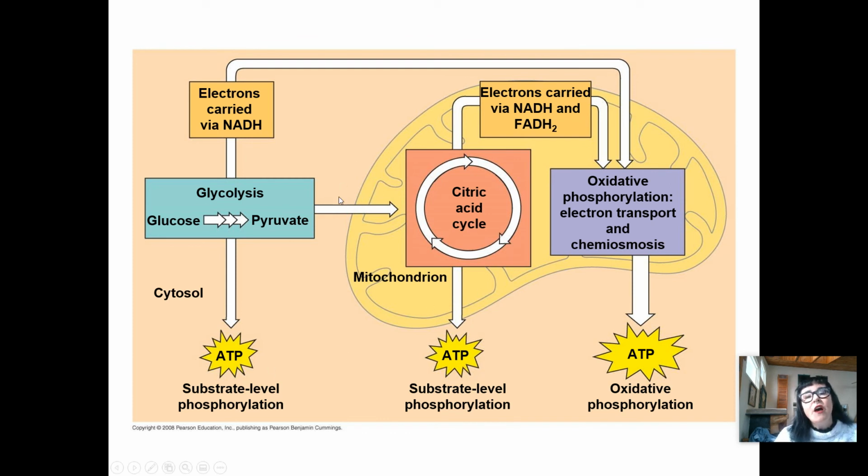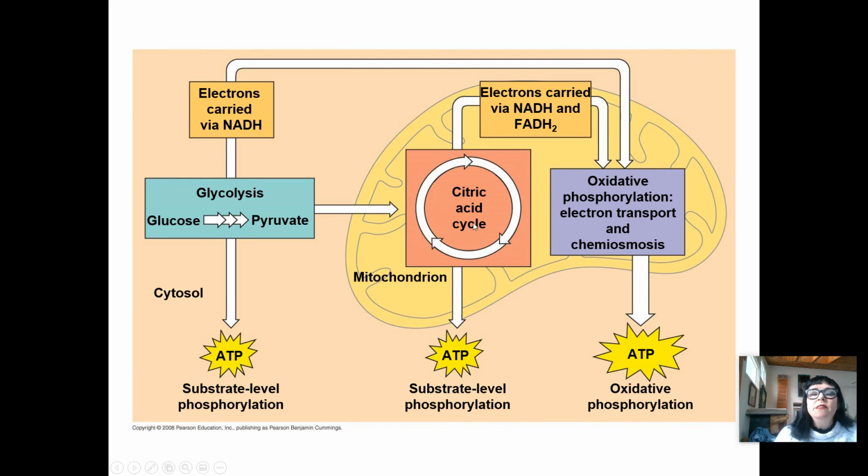Next, one thing that's not labeled in here is the prep step. And I would label that, especially if you sketch this out in your notes, which I would, label this prep step. And so we're going to convert this pyruvate into acetyl-CoA. That's going to go into the citric acid cycle.